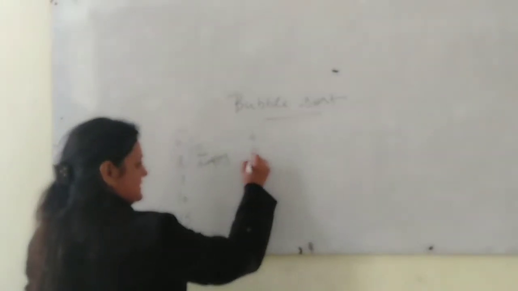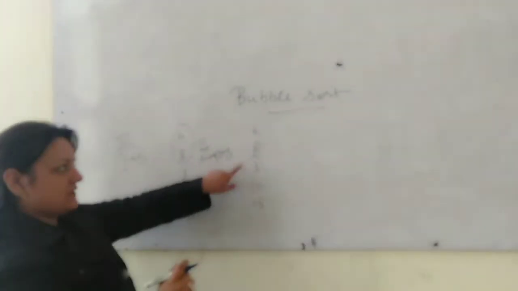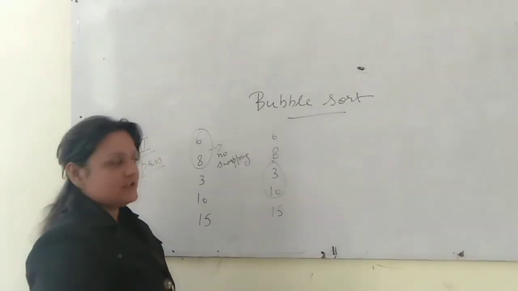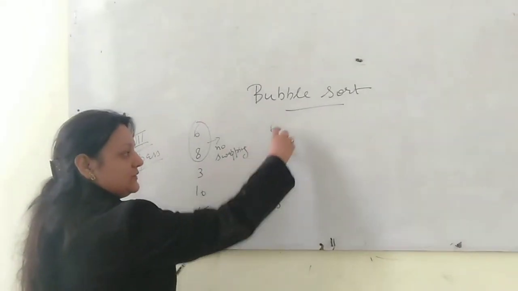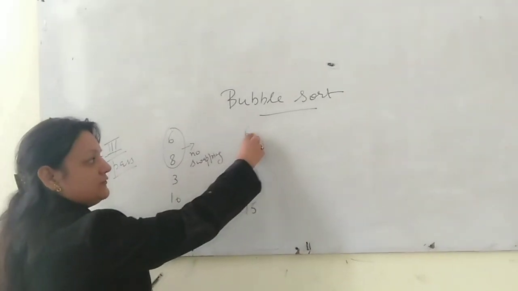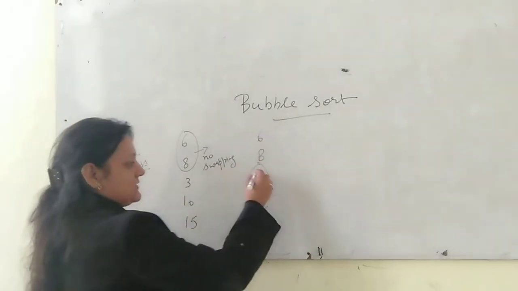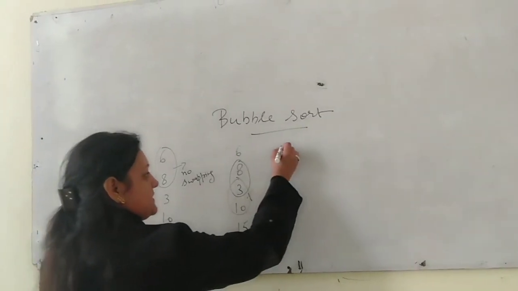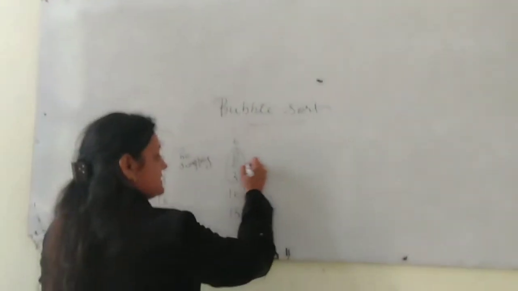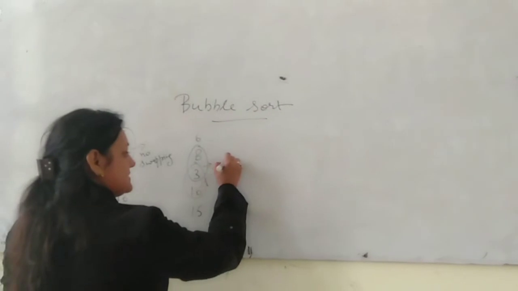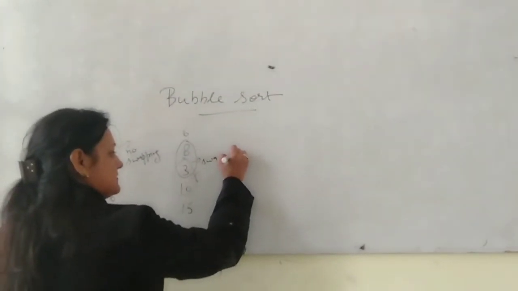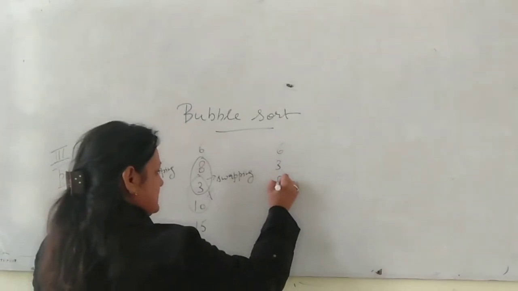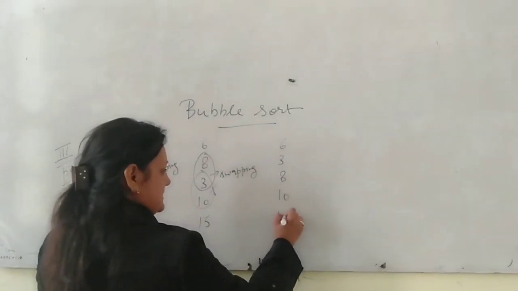In this, would it be this pair or this pair? I did this intentionally to let you know that we are not doing the pairing; we are doing the first element and the second. So this is not right. Actually the right one is this. So with 6, 8 and 3, there is a swapping. So swapping will take place in bubble sort, and it will be 6, 3, 8, 10 and 15.